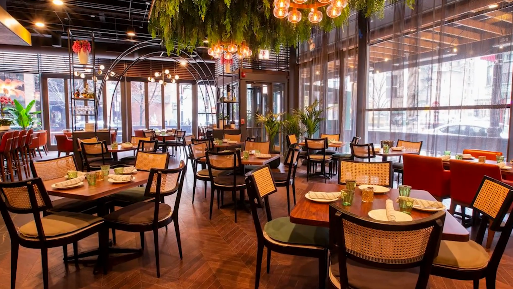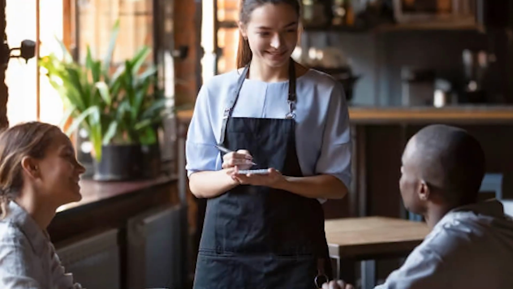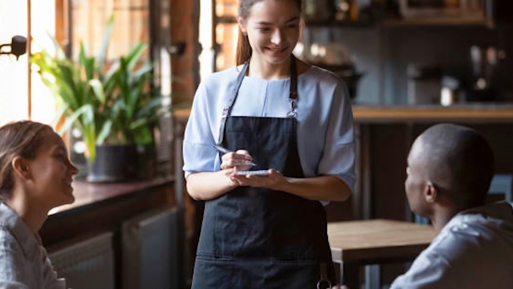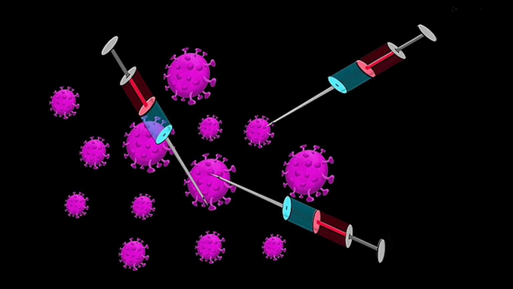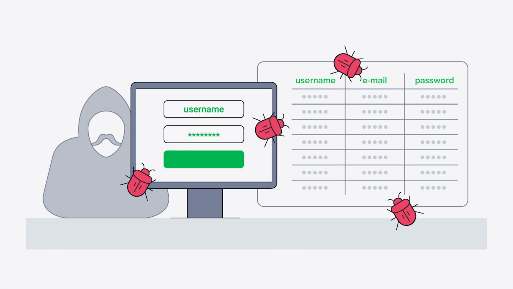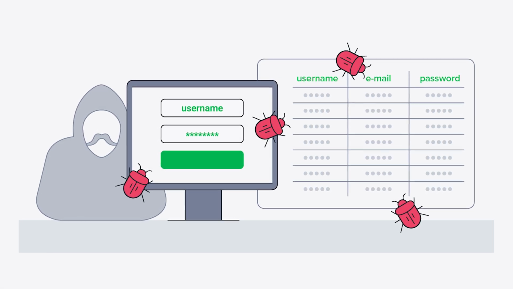Imagine you're at a restaurant, and instead of just giving your order to the waiter, you could somehow slip in instructions to the chef to give you a free dessert. That's kind of what SQL injection does. It sneaks extra instructions into a system's normal operations.